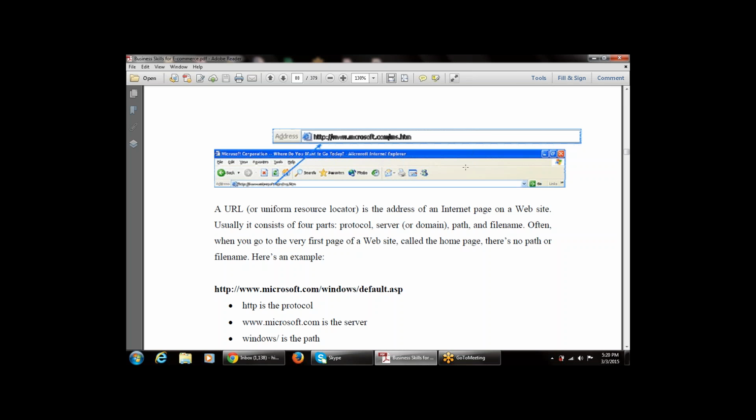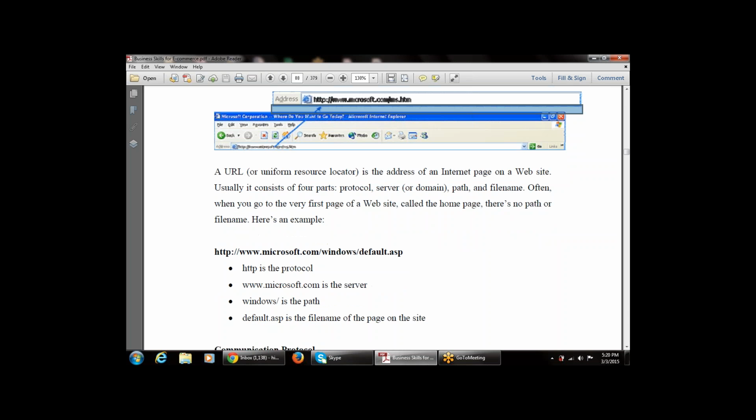A URL is the address of an internet page on a website. Usually, generally, it consists of four parts. One is the protocol, that is HTTP, then the server, that is www, the World Wide Web, then the path, that is microsoft.com, then the file name. What is the name of the file? That is couples.htm.